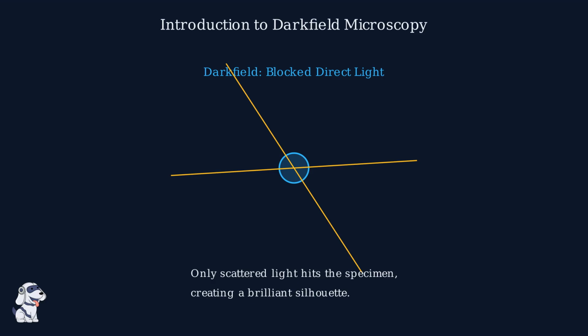Darkfield microscopy overcomes the transparency issue by blocking direct light. By placing a stop in the condenser, only oblique light strikes the specimen. When this light scatters, it creates a high-contrast silhouette against a dark, empty field.